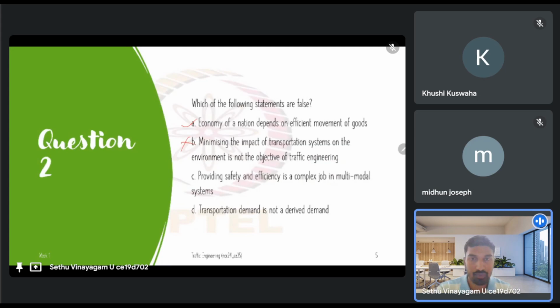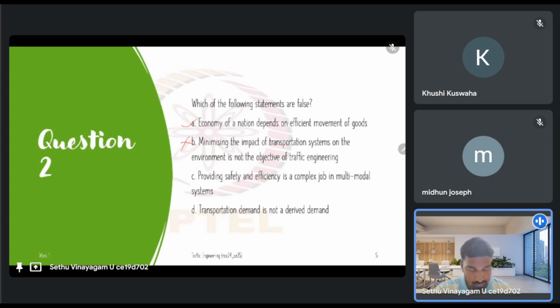This is incorrect. So we saw that one of the secondary objectives is the environmental compatibility, right? So we want to minimize the impact of the transportation systems, right? So the different impacts like air quality or the noise pollution and so on. So all these effects we want to minimize. So that is one of the objectives, right? So it says it is not, therefore B is incorrect.